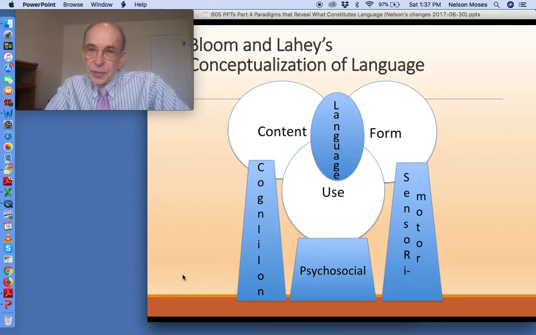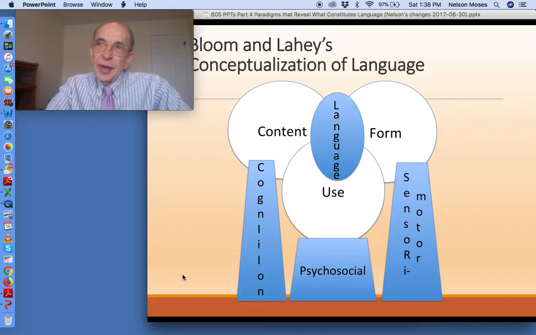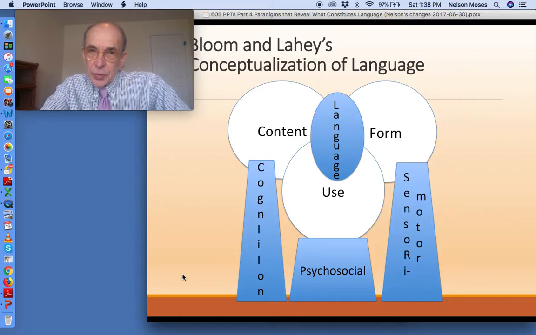And Bloom and Leahy refer to that whole symbol system and its components as form. They refer to ideas about the world as content. And they also point to use, which relates to what? The reasons for talking. And the skills that we have, the pragmatic skills to achieve the intent that we have when we speak. So Bloom and Leahy identify content, form, and use as the components of language.